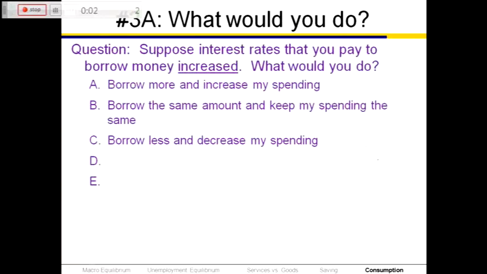Suppose that interest rates that you pay to borrow money were to increase. What would you do? Would you borrow more and increase your spending? Would you borrow the same amount and keep your spending the same? Would you borrow less and decrease your spending? So the amount that you're having to pay to borrow money increases. What would you do? A, B, or C? No D's or E's, please. 3 seconds. 1, 2, and 3.